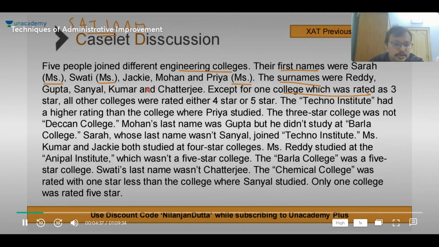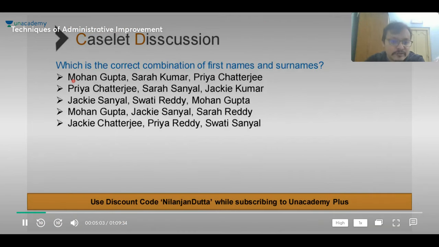Remember, you have the following clues that you can use to try and solve the set. But the first thing that you should be doing in all such discussions is, the first 1 minute should be spent going through all the questions and options. That is very useful in topics which involve multi-parameters, especially sets like these which are challenging with 4-5 parameters. So the first question is saying, which is the correct combination of first name and surname?